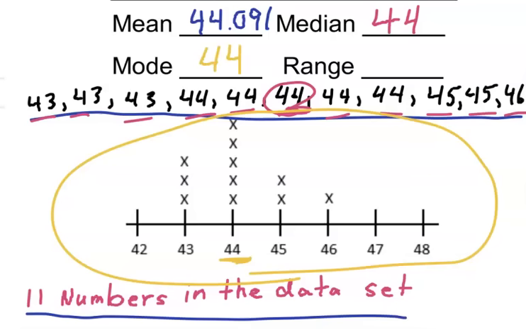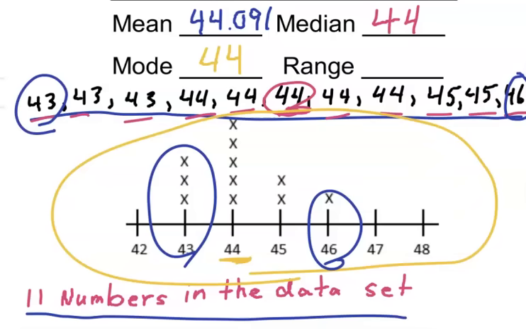And then finally we're left with the range. The highest number in the data set is 46. You can see it right here. The lowest number in the data set is 43, and we can see that we have a few 43s. But the highest number is 46 and the lowest number is 43. What's 46 minus 43? Well, it's just 3. So the answer for the range is 3.